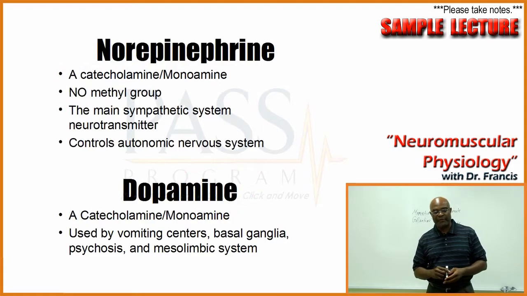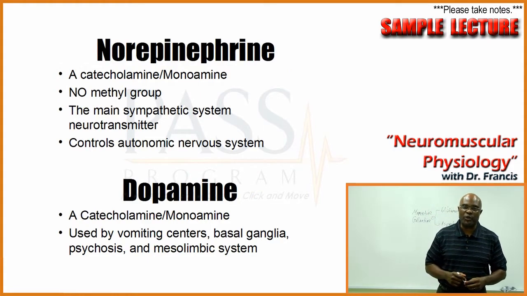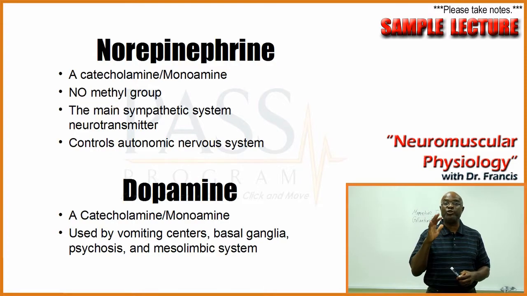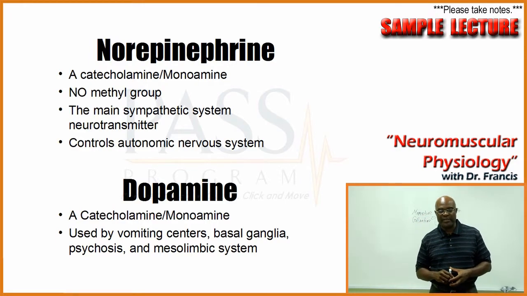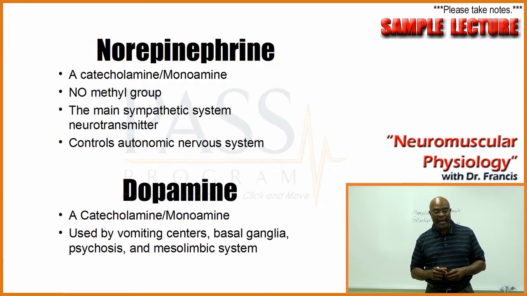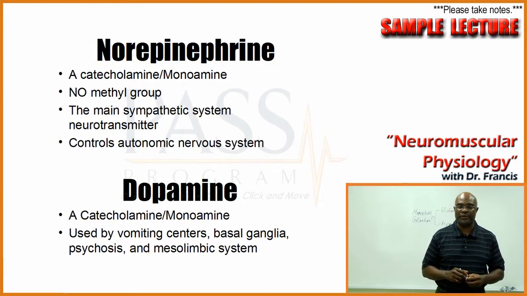So let's look at norepinephrine. Norepinephrine is a catecholamine and a monoamine. But since norepinephrine starts with NO, remember that, no methyl group on norepinephrine. The methyl group is on epinephrine. So norepinephrine is the main sympathetic system neurotransmitter, and your norepinephrine controls your autonomic nervous system.